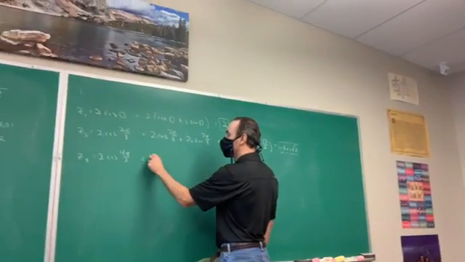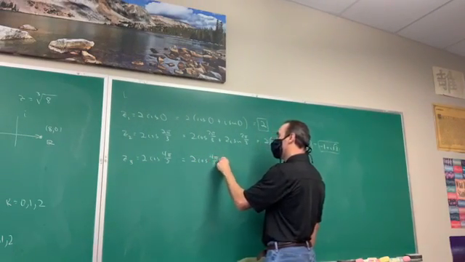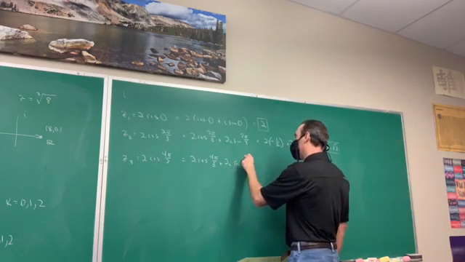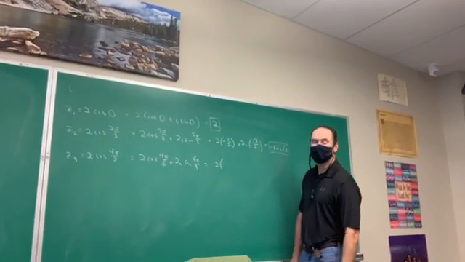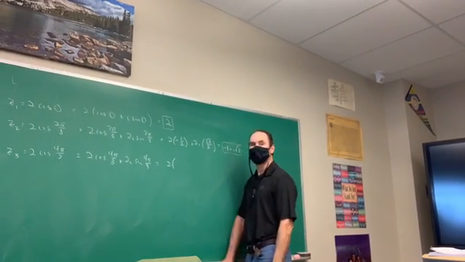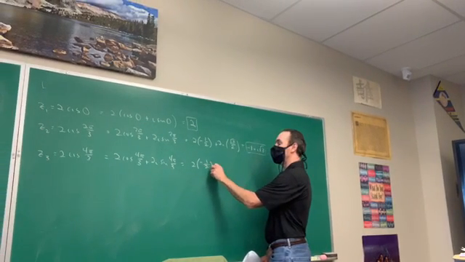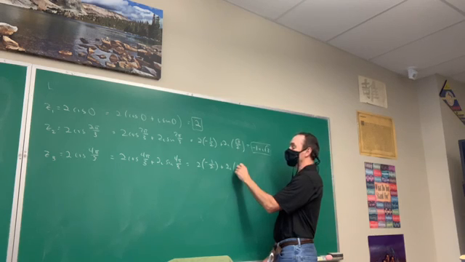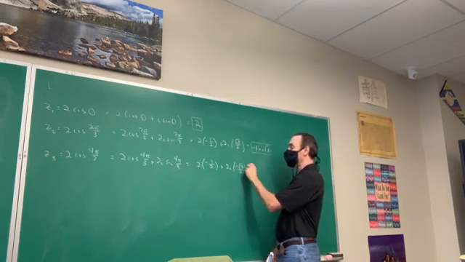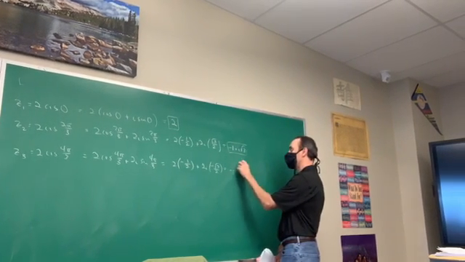And then we'll get 2 times the cosine of 4 pi over 3 plus 2i times the sine of 4 pi over 3. And the cosine of 4 pi over 3 is negative again. And the sine of 4 pi over 3 is also negative, because now we're in quadrant 3. And so we'll get negative 1 minus i square root of 3.